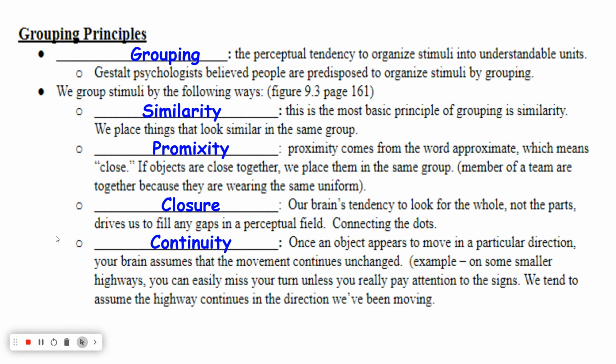Continuity. Once an object appears to move in a particular direction, our brain assumes that the movement continues unchanged. So if we're watching from a distance and we see runners running around a track, we have a tendency to follow the direction that they're going, and we assume that at some point they're going to cross the finish line, okay? When we talk about a highway, we might see it go off into the distance. We might not see the end of the road, but we assume that it continues onward, or a set of train tracks. So that's how we have that continuity.